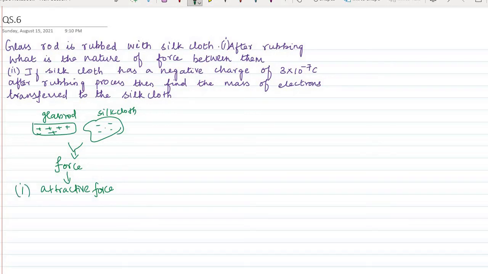Second, the silk cloth has a negative charge of 3 into 10 to the power of minus 7 coulomb after the rubbing process. Find the mass of electrons transferred to the silk cloth. We know the formula: charge Q is equal to n into E, where n is an integer, the number of electrons, and E is the charge of the electron. The unit of charge is coulombs.